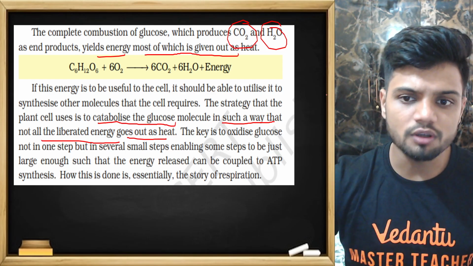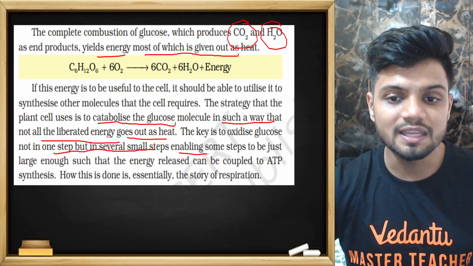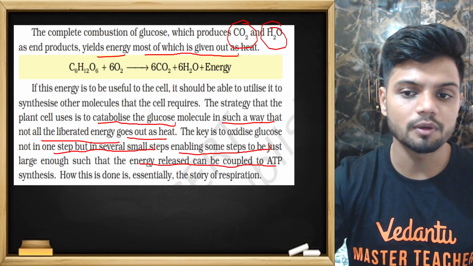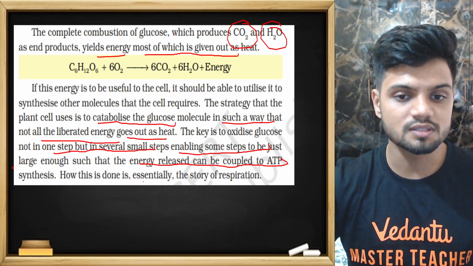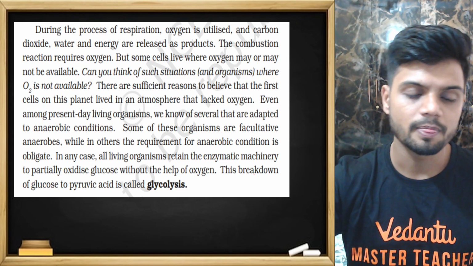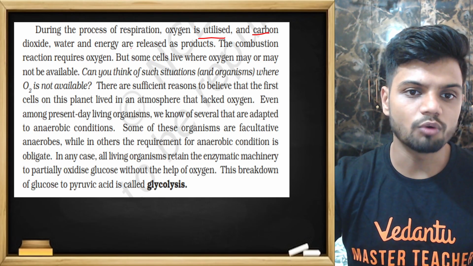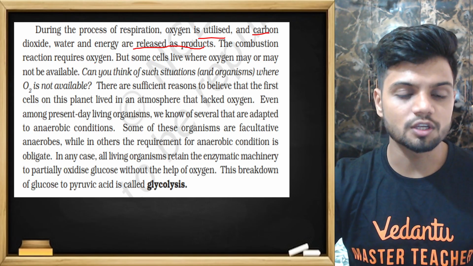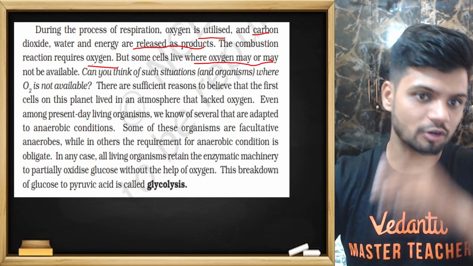Okay. The key to oxidizing glucose is not in one step, but several small steps, enabling some steps to be just large enough so that the energy released can be coupled to ATP synthesis. This is how it is done. Essentially, the story of respiration. During the process of respiration, glucose is utilized, and carbon dioxide, water, and energy are released as products. The combustion requires oxygen, but some cells live where oxygen may or may not be available.